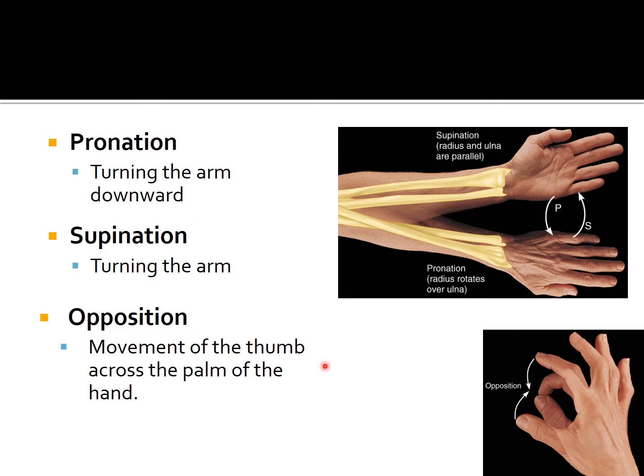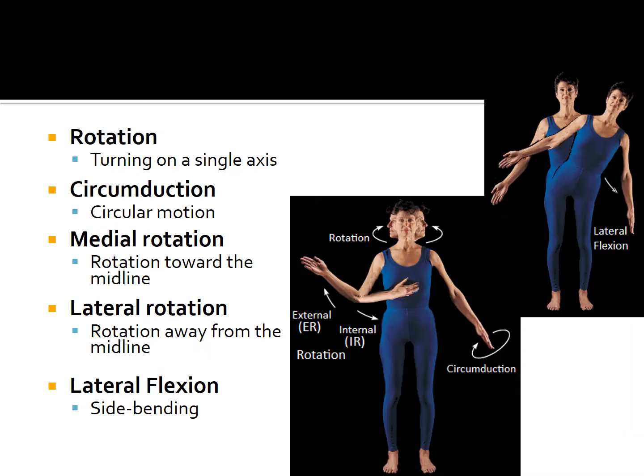The next one is opposition. This is a particular movement which is present exclusively in human beings. It is the movement of the thumb across the palm. It's like a pinch, like holding a pen. So this is called opposition. We are able to write because of this movement, which is called opposition.